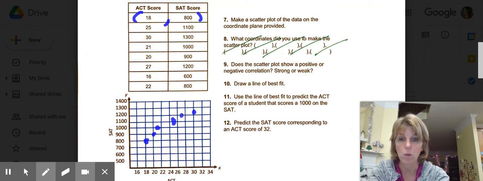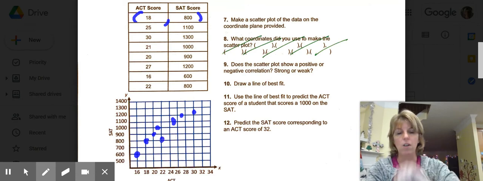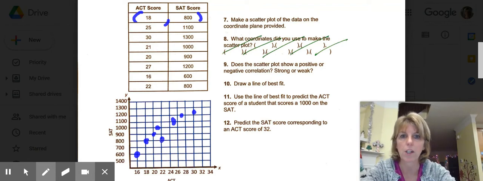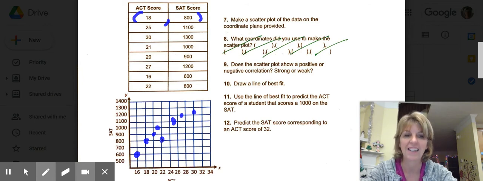There we go. I'm going to show you a way faster way to do this next class we're together. 16, 600 and 22. All right, there you go. So pause the video if you're not done making your graph, make your graph, and then press play again.